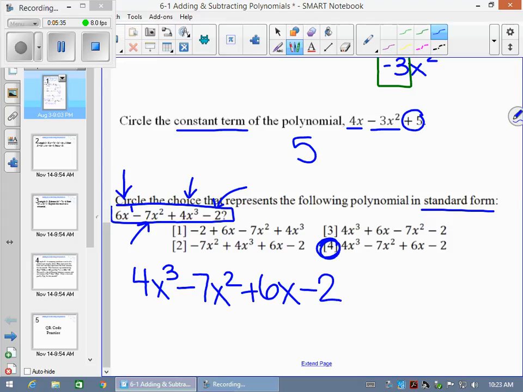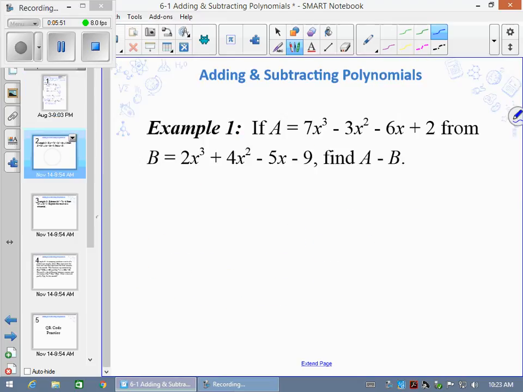Now that we've reviewed some of the terms that we need to understand when talking about polynomials, now I'd like to try a few examples where we're going to add and subtract polynomial expressions. So we're going to move on to number 1 in your packet.